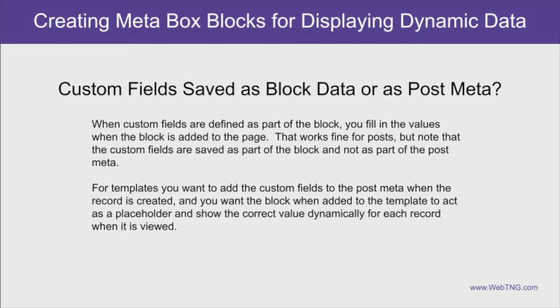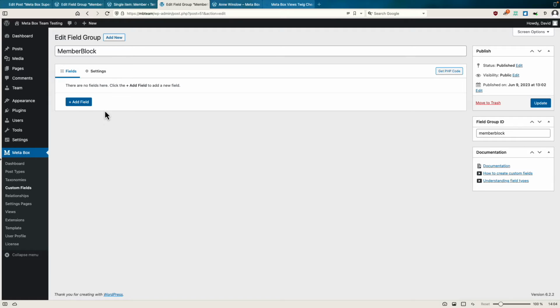Now, with this new way of making blocks, you come in here to make a block as we're going to show, but you don't add any fields first. And instead, we're going to read the custom field values out of the post meta. This new type of block allows you to create a block without any fields, and instead we're going to use the custom field group that we created for our team.